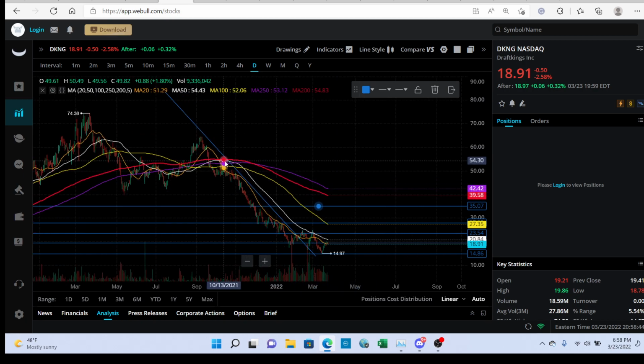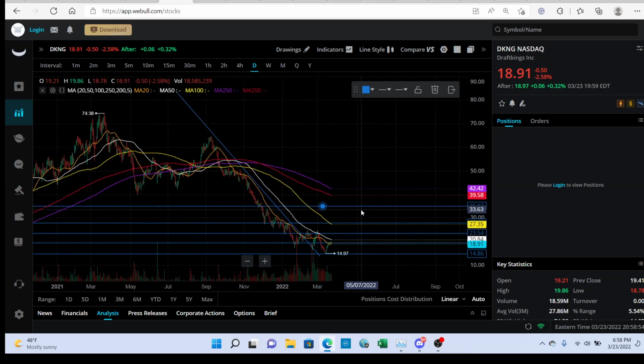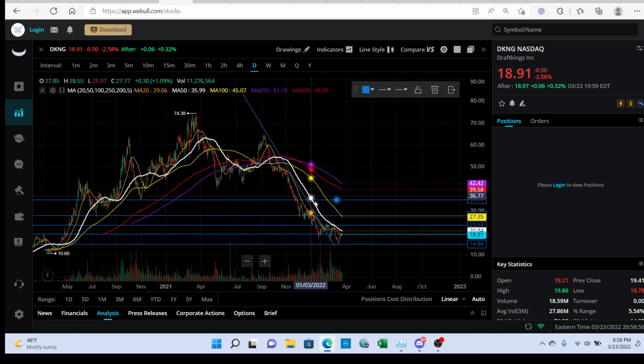We're still in a full bear trend, so definitely be careful with DraftKings. Until we get over the 50-day, I would think that this still looks very, very bearish. And even if we get over the 50-day, I would still think that it's not all that bullish, just because you have this full bear trend.